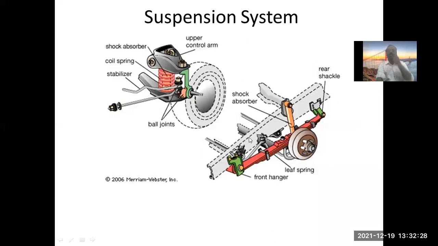Here we can see the difference between coil spring suspension and leaf spring suspension. So this is another suspension classification on the basis of types of springs used.